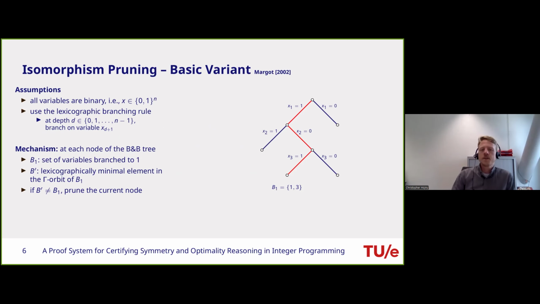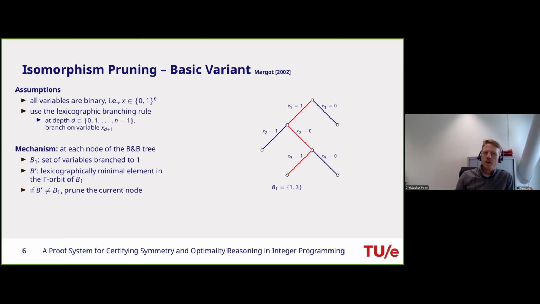If we start with one of the first generic symmetry handling methods that were introduced almost 25 years ago in integer programming, isomorphism pruning, the initial assumption was that all the variables we are dealing with are binary, and that we use a lexicographic branching rule. That is, if I'm at the root node, no matter what the LP relaxation tells me, I always branch on variable x1. I go to the next level of the branch and bound tree, and no matter what the LP solution says, I will always branch on x2 and so forth. So at a node of depth d, I will branch on variable d plus 1.